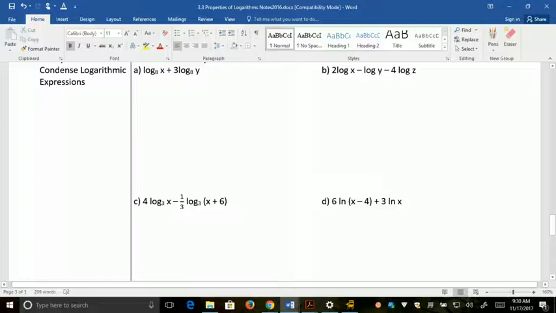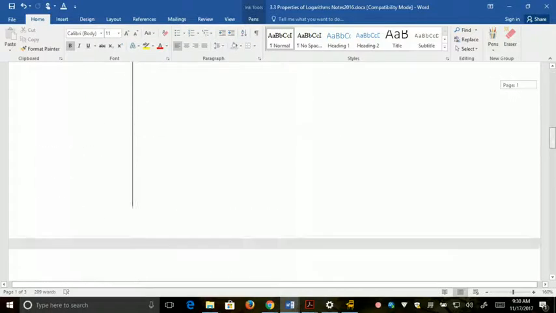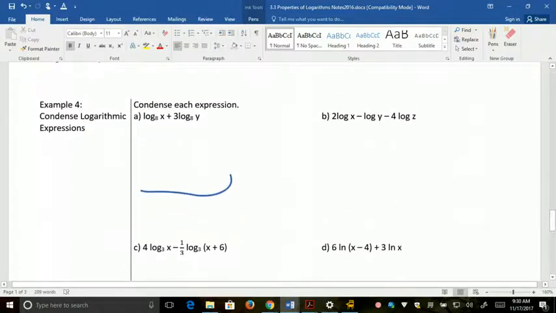Lesson 3, day 2, condensing logarithmic expressions. The entire reason that we want to condense logarithmic expressions is that we're going to be solving equations involving logarithms. And if I have this in an equation, it's a lot easier to condense the logarithm and then solve the equation. So I always want to try, when I have multiple logarithms, to condense them to one.